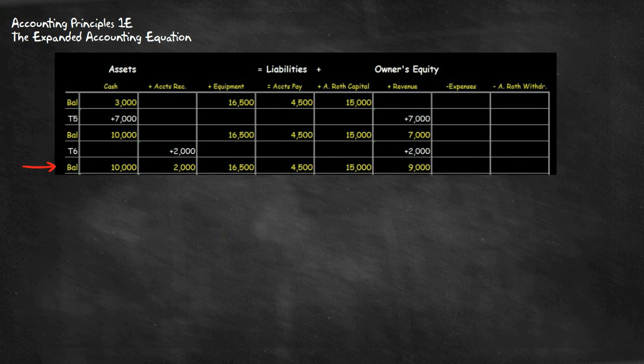Let's add our totals as shown on the screen. Thus, I still have $10,000 in cash. I now have $2,000 in accounts receivable. $16,500 remains in equipment. $4,500 remains in accounts payable. $15,000 remains in capital. And my new revenue total is $9,000. Again, you should check your accounting equation that it balances. And it does, with assets having $28,500 and liabilities and equity having $28,500 as well.